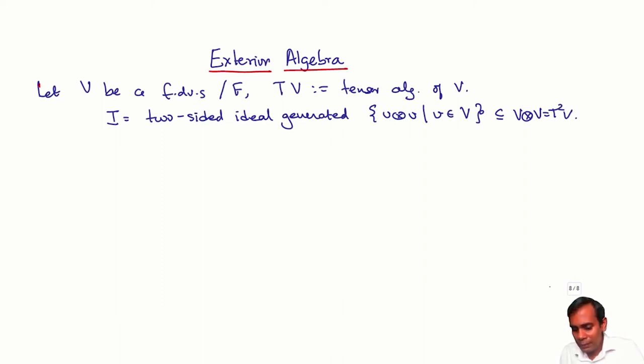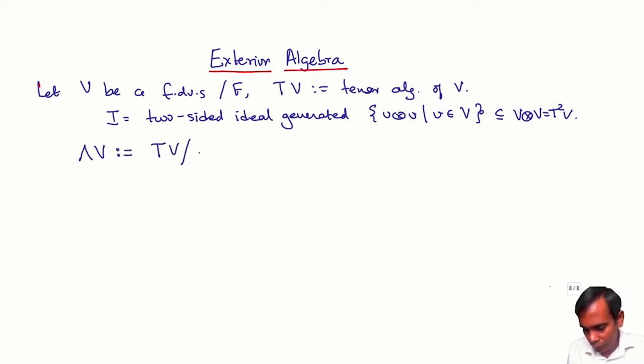What do I mean by two-sided ideal generated by a set? It's simply the smallest two-sided ideal that contains that set. To see that it exists, you just take the intersection of all two-sided ideals that contain that set. An intersection of two-sided ideals is again a two-sided ideal. So now I can define the exterior algebra. Wedge V is defined to be TV modulo I.